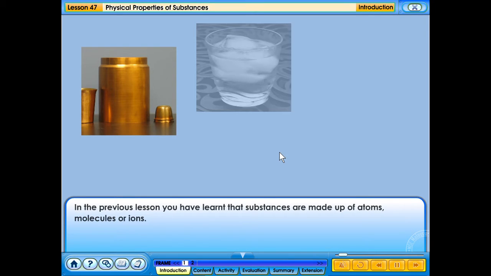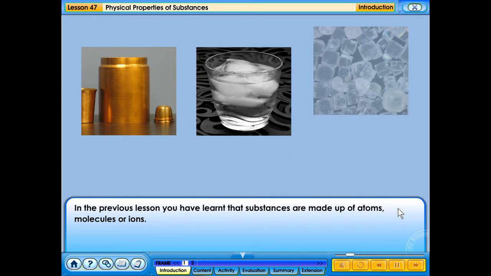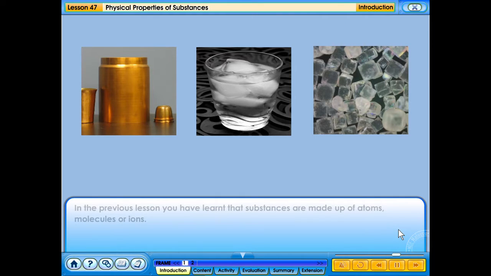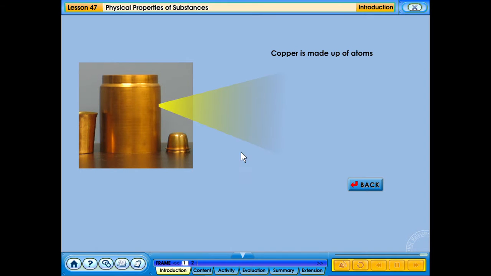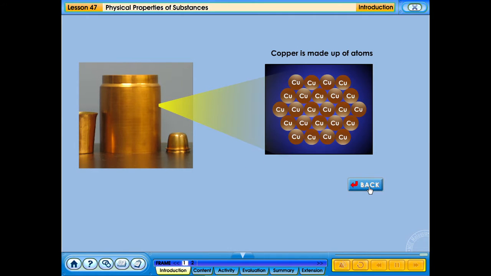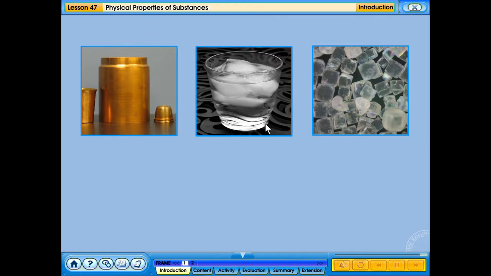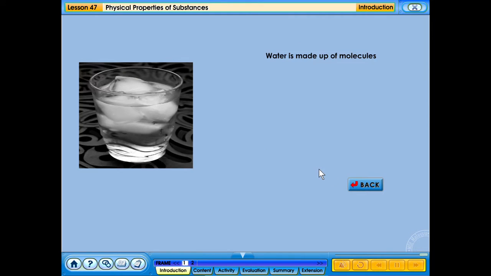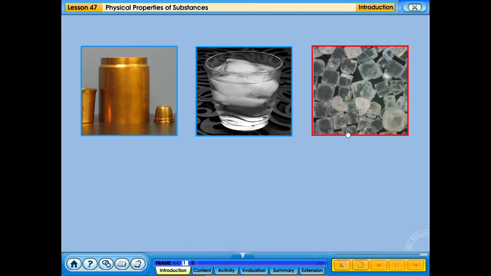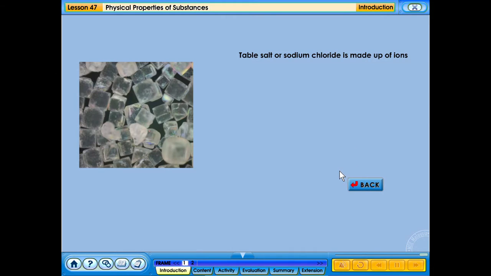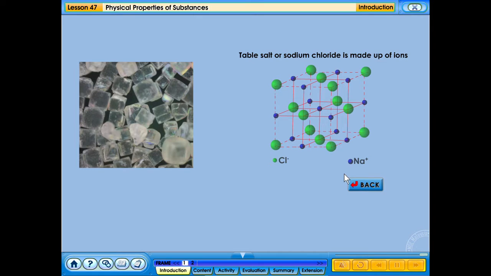In the previous lesson, you have learned that substances are made up of atoms, molecules, or ions. Click on the pictures of the substances shown to find out what they are made of. Copper is made up of atoms. Water is made up of molecules. Table salt or sodium chloride is made up of ions.